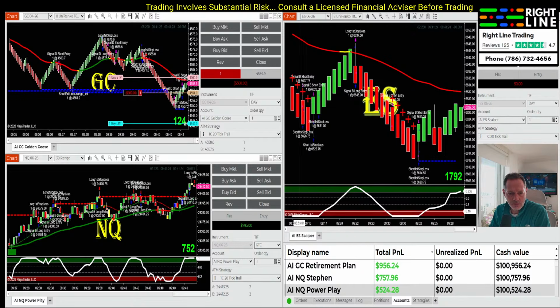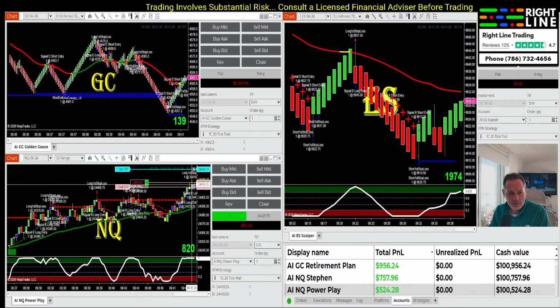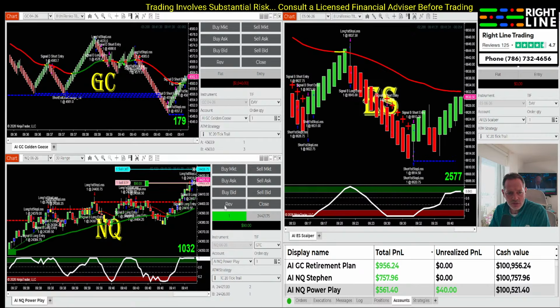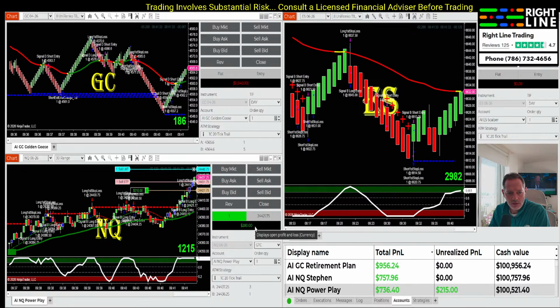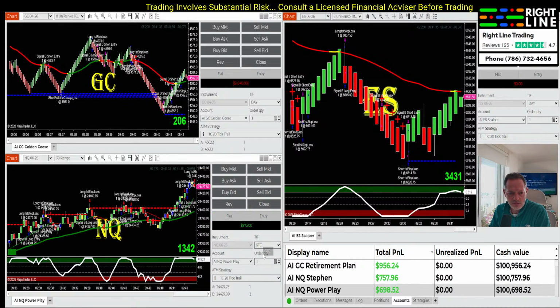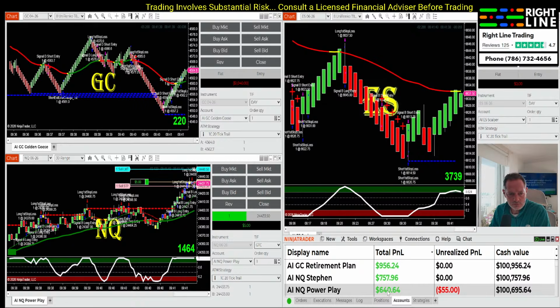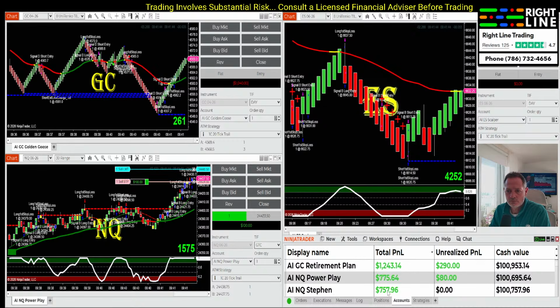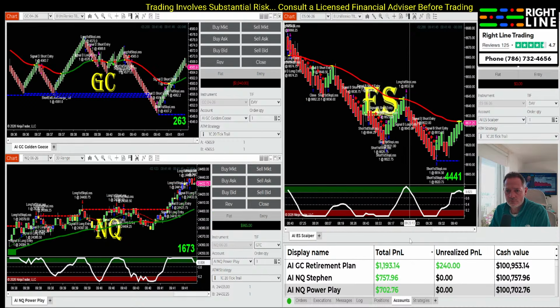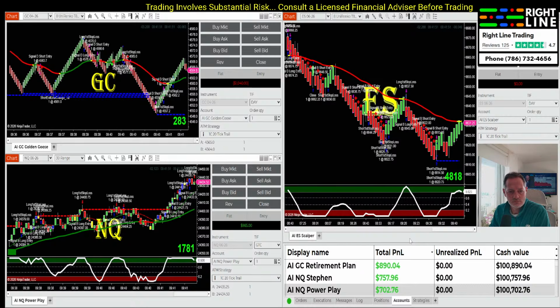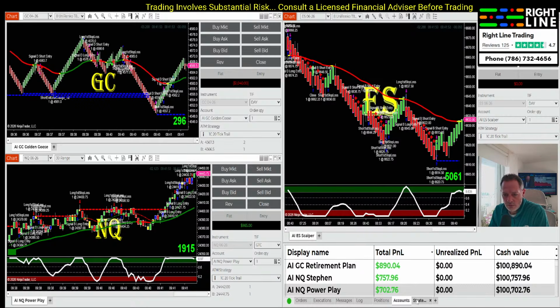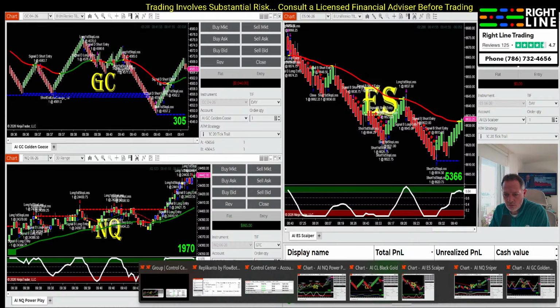There we go. Now we got a runner. I got this one wound really tight, only a 20 tick stop. This one's wound super tight. We'll get this one going on a couple of accounts here.